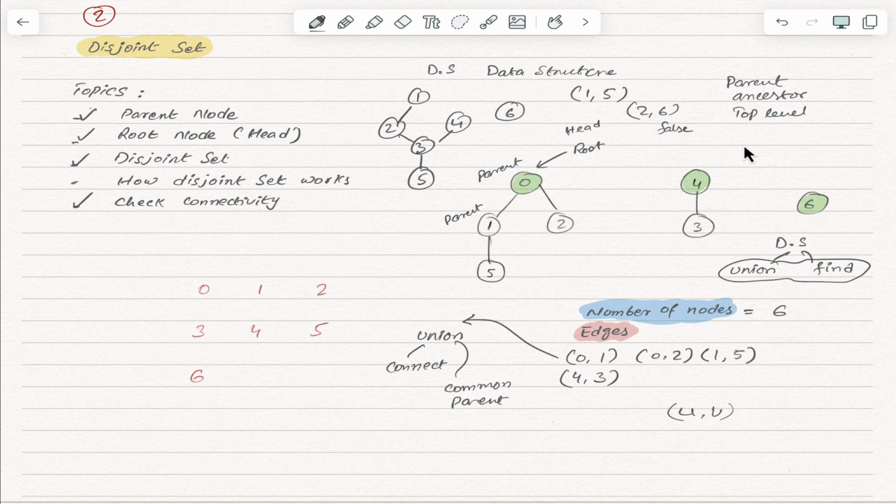So what we will do here, when we say make a common set of 0 and 1, that's the first step. Connect is being done. Now common parent means that these two will decide who is the parent.